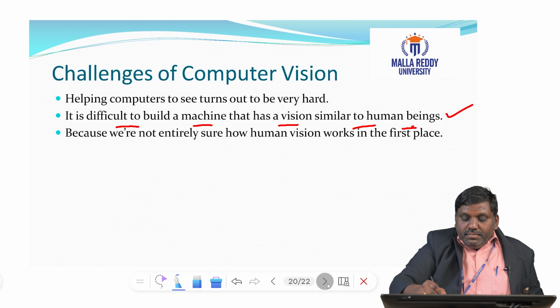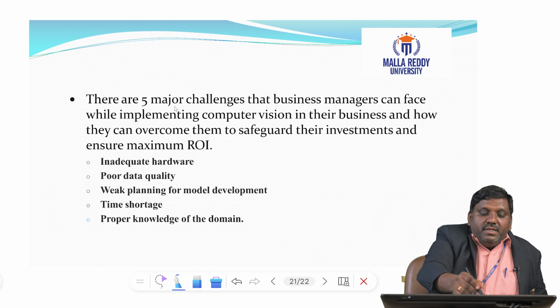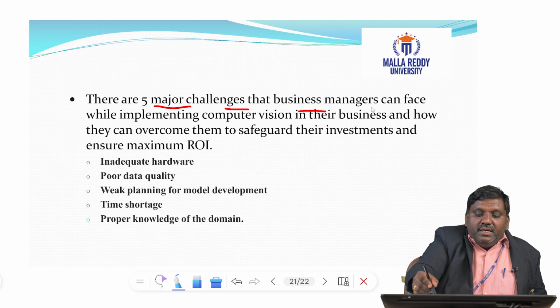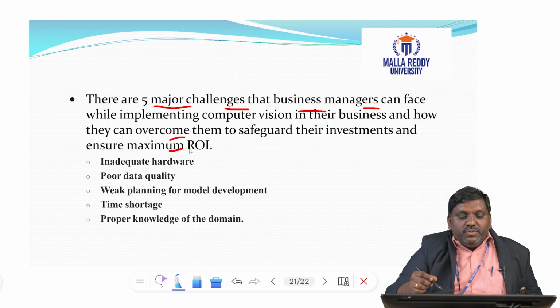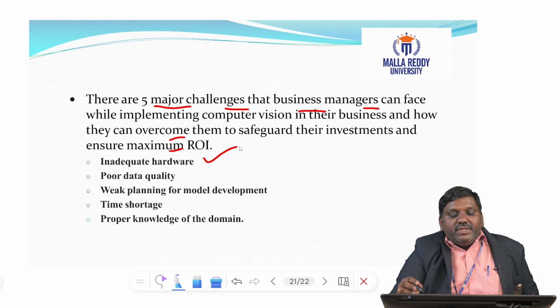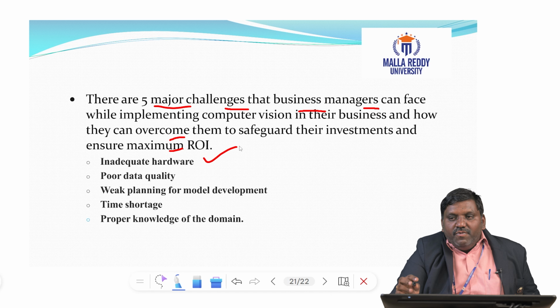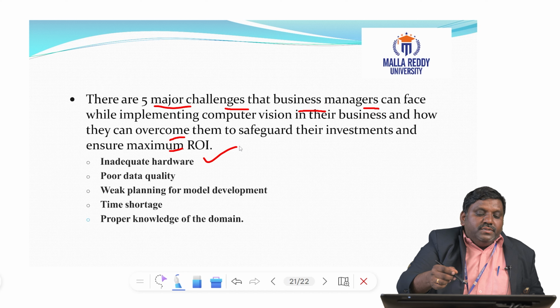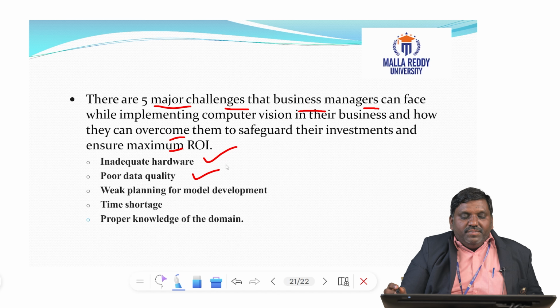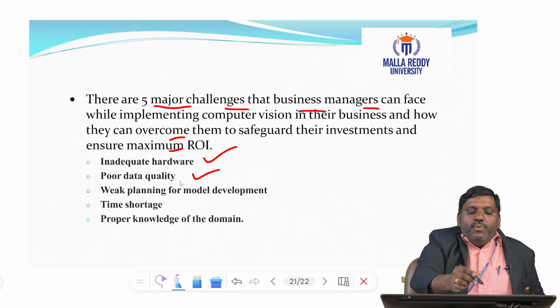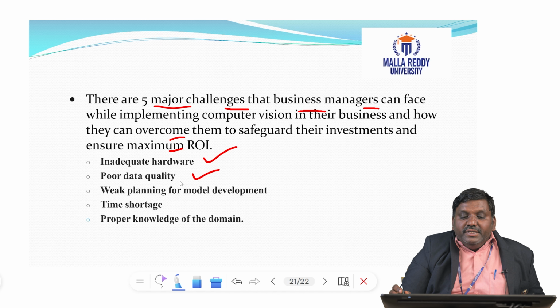Then in general, there are 5 challenges that happen while framing the computer vision system. The first one is inadequate hardware. First, we should have the necessary hardware for that. If the hardware is there, then we can go for the computer vision system. Then data quality. If the data quality is poor, that is also one of the challenging issues.